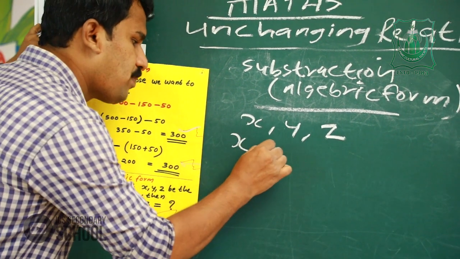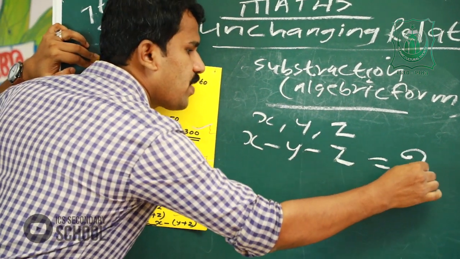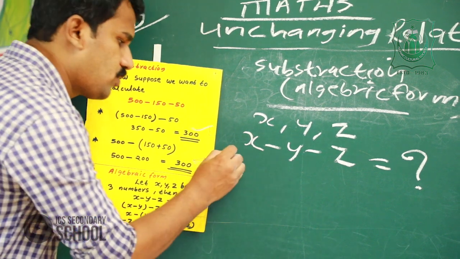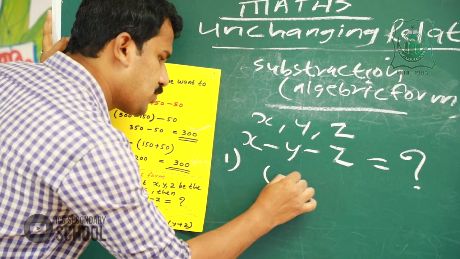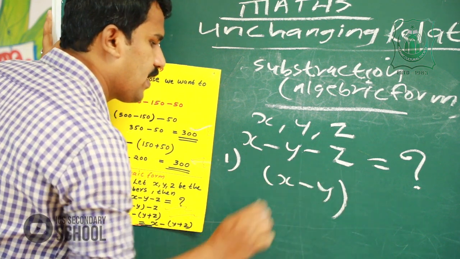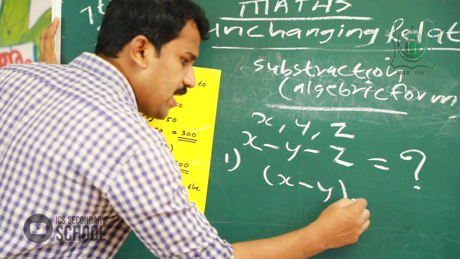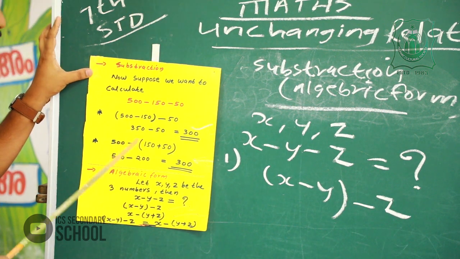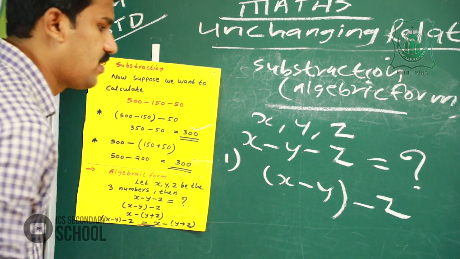Then x minus y minus z. How can we solve this? We can do it in two methods. First, we solve x minus y, then minus z. We can do this problem, x minus y minus z.